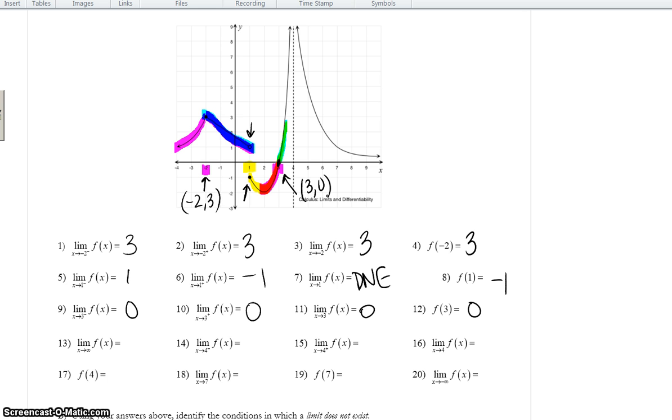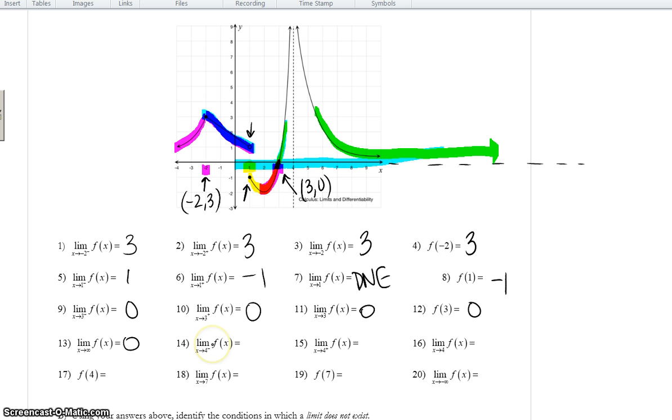Our next one says the limit as x approaches infinity, f of x approaches what? So the limit as x approaches infinity, f of x looks like it's going to cap out here, so perhaps an asymptote at 0. So it looks like our limit is going to be 0.